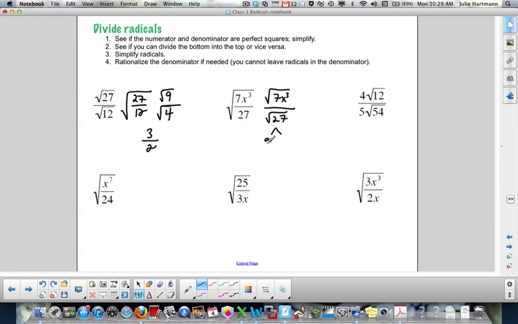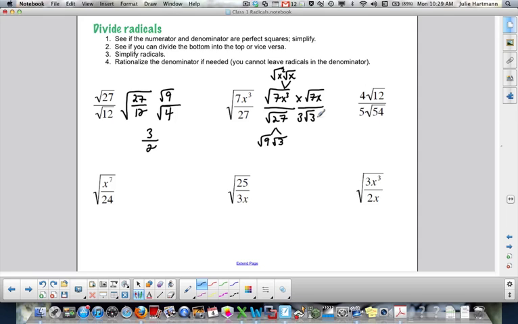27, I know, can be rewritten 9 times 3, so that is 3 root 3. On the top, x cubed can be simplified. 2 goes into 3 once, so if you think about this, do you need to write this out every time? Probably not. 2 goes into 3 once, so that's your x squared, so I'm going to bring an x out with 1 left over, which means an x is going to stay in. Okay, and that is just here. Square root of x squared is x. One of them stays inside.